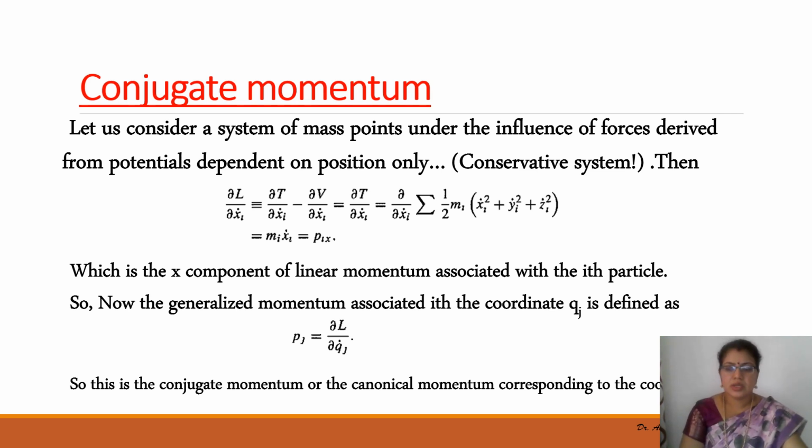So what is conjugate momentum now? Let us consider a system of mass points in a conservative system. When I say conservative system, what do I mean by that? There would be forces which could be derived from potentials, which will have only the position dependence. There won't be any velocity dependence. So in that case, what will be my Lagrangian?